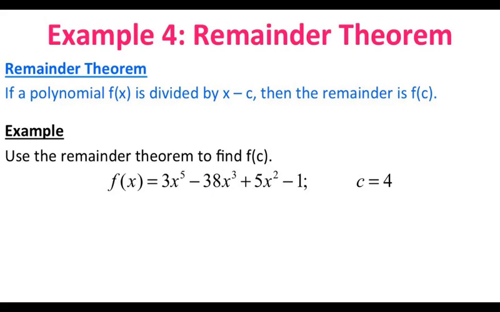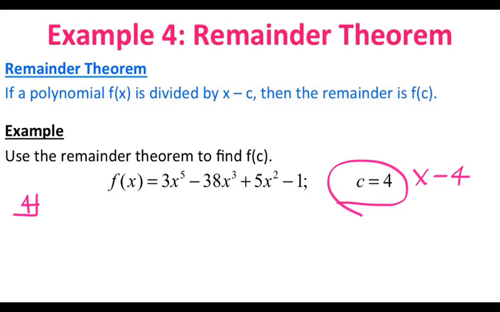Alright, remainder theorem. The remainder theorem says that if a polynomial f of x is divided by x minus c, then the remainder is the same thing as f of c. So I have my original function and my c is 4, so that means I am dividing by x minus 4. The remainder theorem is another way to evaluate functions. We know how to find f of c: you could just take 4 and plug it in. But let's say we wanted to do that using division. So I'm going to use synthetic division with the remainder theorem. Since I am dividing by x minus 4, I'm going to put positive 4 in that box.